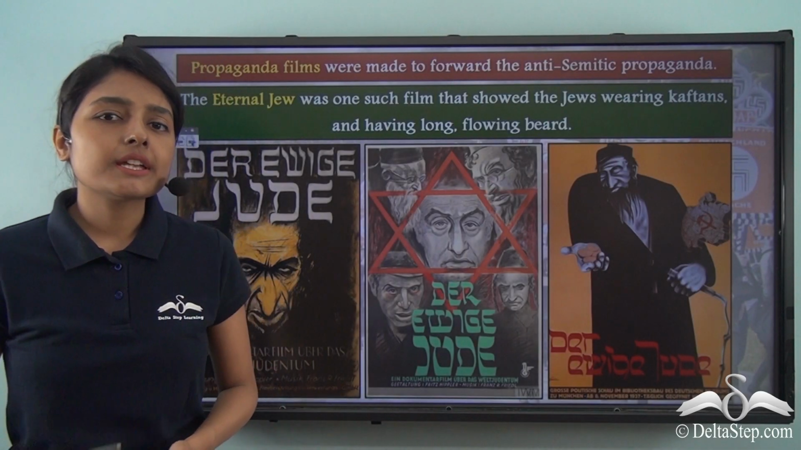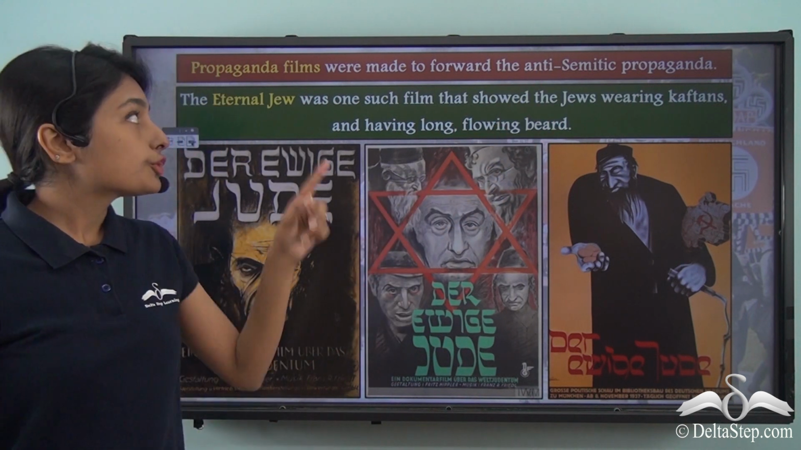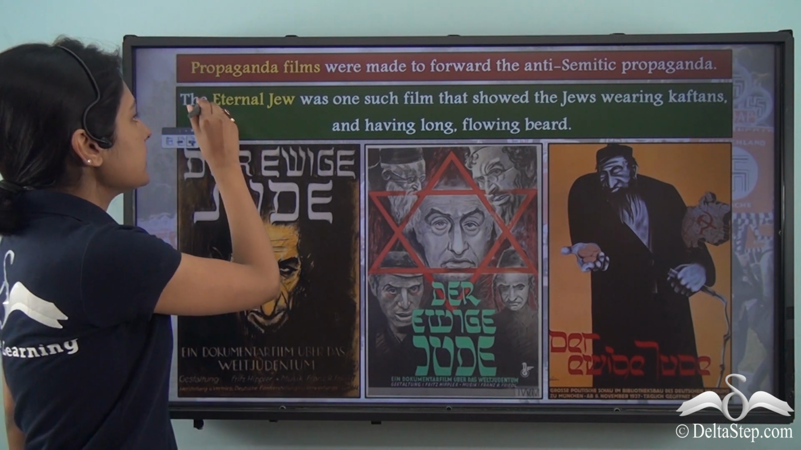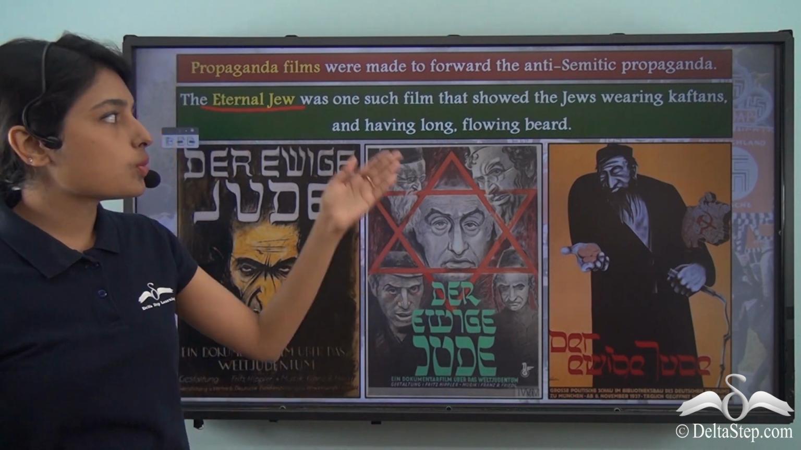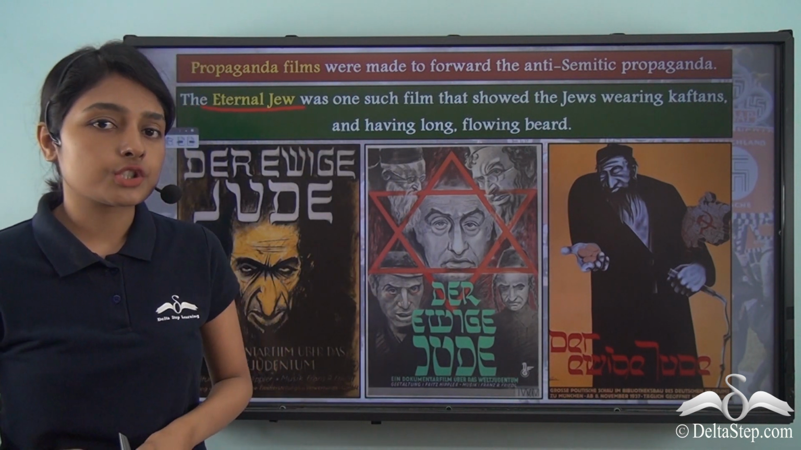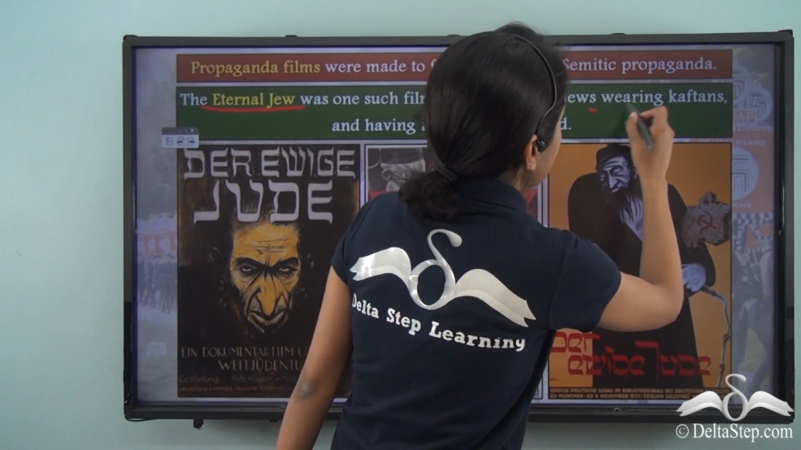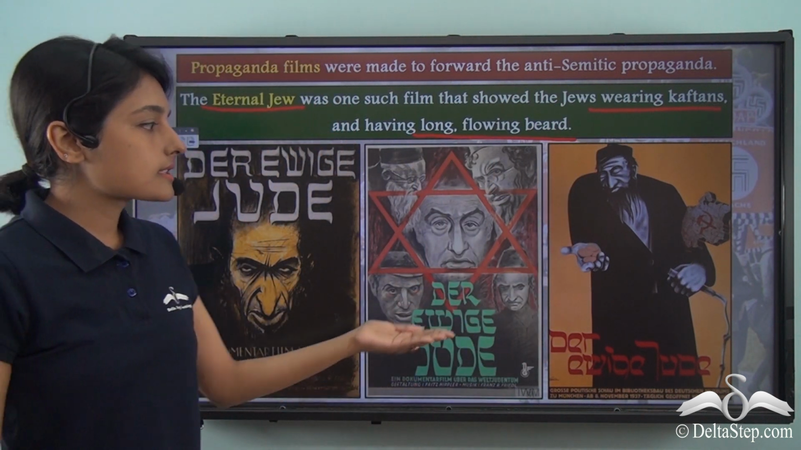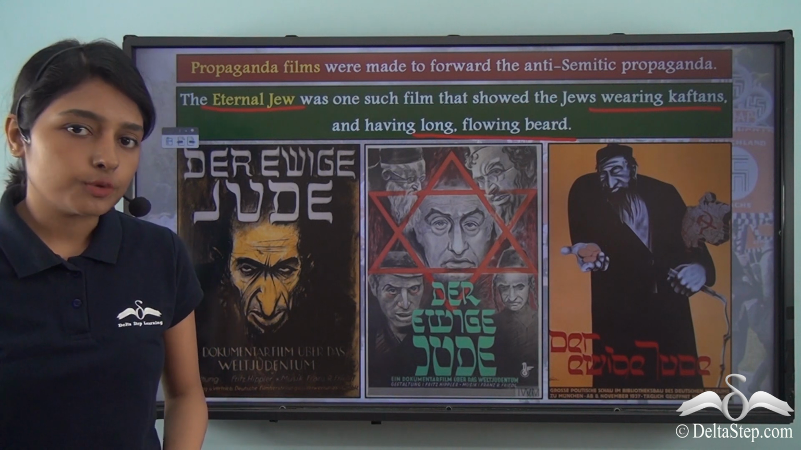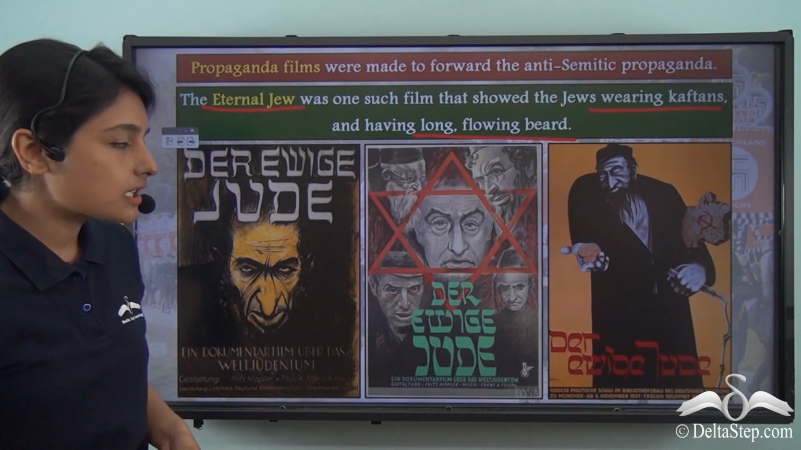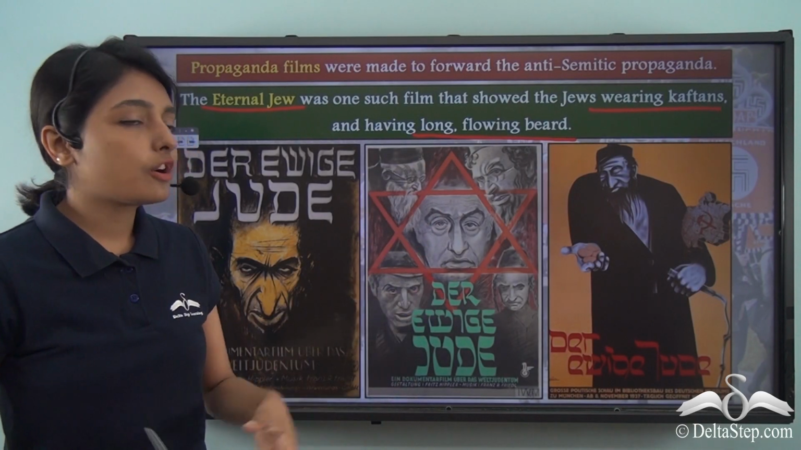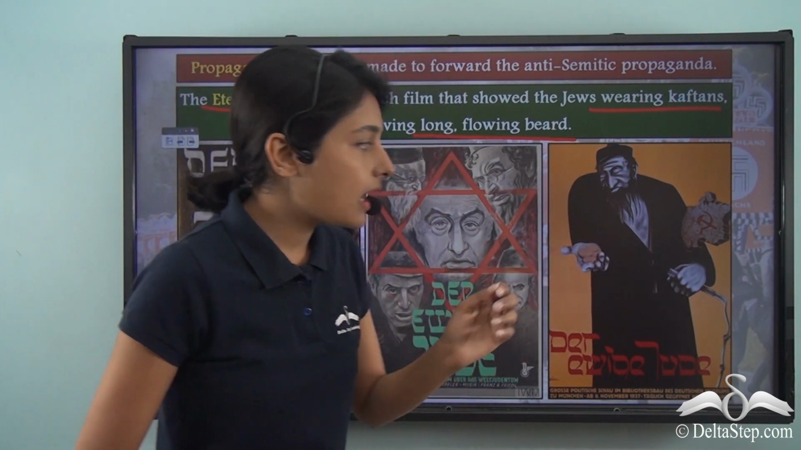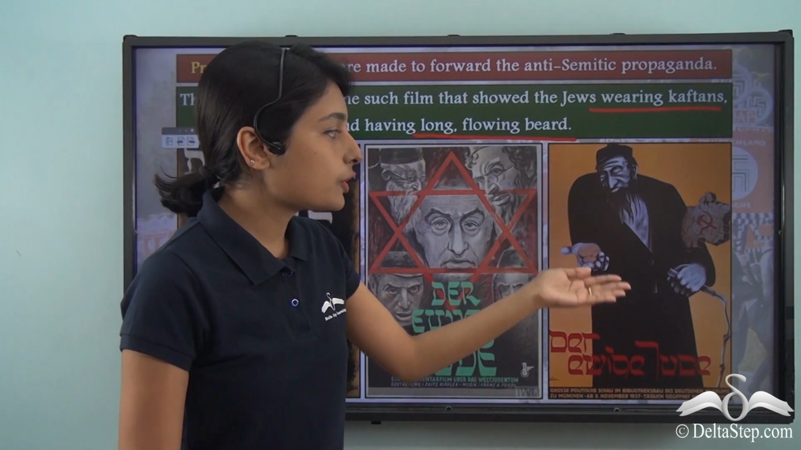When we talk about the spreading of anti-Semitic propaganda through propaganda films in Nazi Germany, mention must be made of the film The Eternal Jew. The Eternal Jew was one such film that stereotyped the Jews. The Jews were shown wearing kaftans and sporting long flowing beards. So these are certain posters of the film The Eternal Jew. Here you can see how the Jews have been stereotyped. The star of David has been used here, and at the same time they were shown wearing a long kaftan, and they also sported long flowing beards.